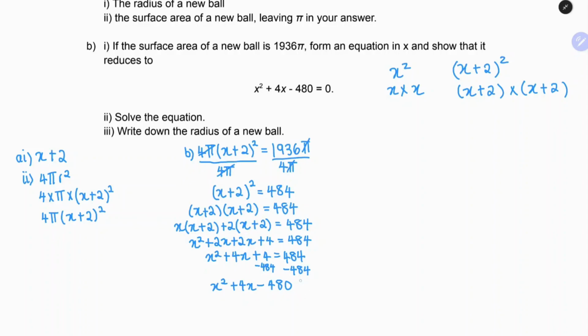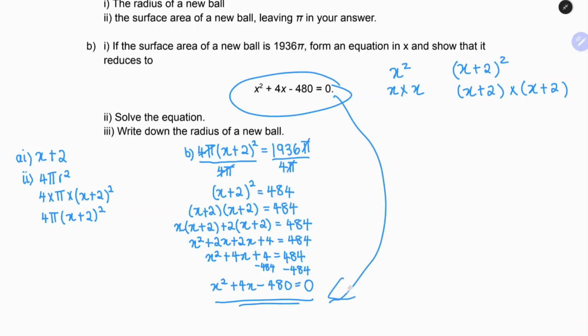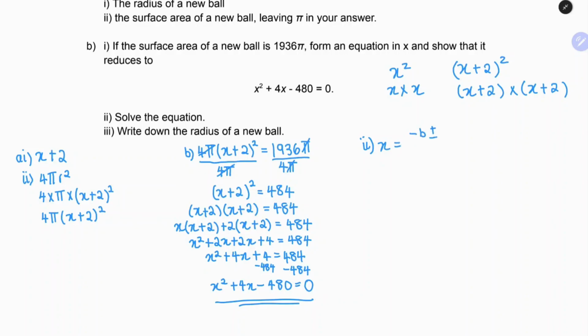And you're going to get this right here, x squared plus 4x minus 480 is equal to 0. So that's how it has reduced, and if you check, it's basically the same thing. Now the next question wants us to solve the equation. Remember to always cram that quadratic formula. You need to know that quadratic formula by heart. So x is equal to negative b plus or minus the square root of b squared minus 4ac, over 2a.